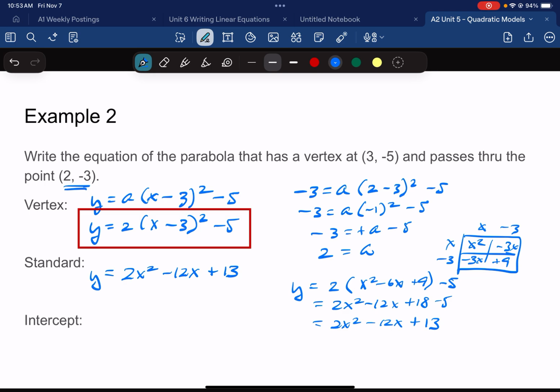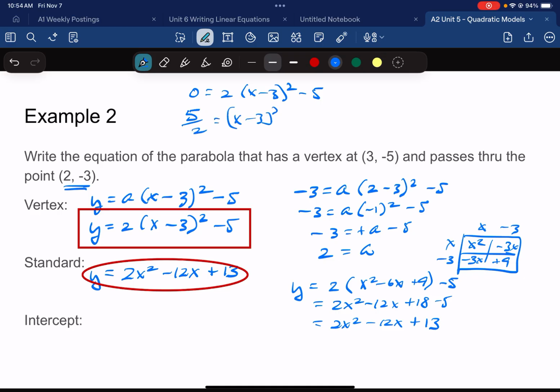Now can we get the intercept form? So to find the x-intercepts, we're going to have to solve one of these, right? So would you rather solve the vertex form, or would you rather solve the standard form? Well, I'm going to solve the vertex form. I'll do my work up here. So we're going to set it equal to 0. 2(x minus 3) squared minus 5. So we add 5 and divide by 2, and that equals (x minus 3) squared. So now we take the square root of that, and so we get this.